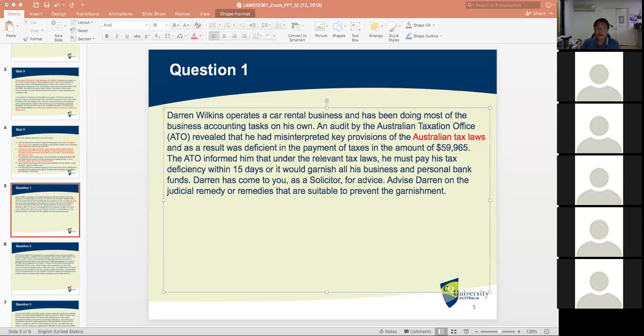And then the question is, what judicial review remedy is available? We know that under Section 16(1)(d) of the ADJR Act, it is possible for a person to apply for judicial review and to ask the court to order the ATO, for example, to refrain from garnishing his or her bank funds. And I go to that question now.